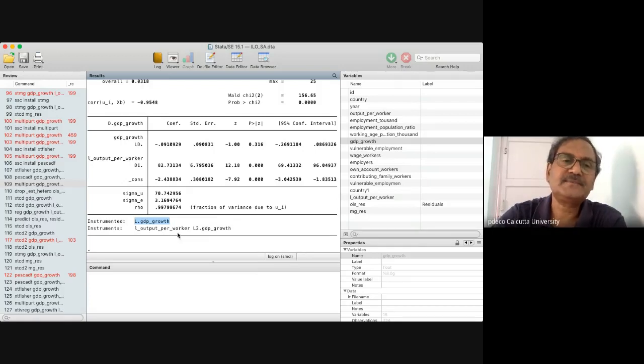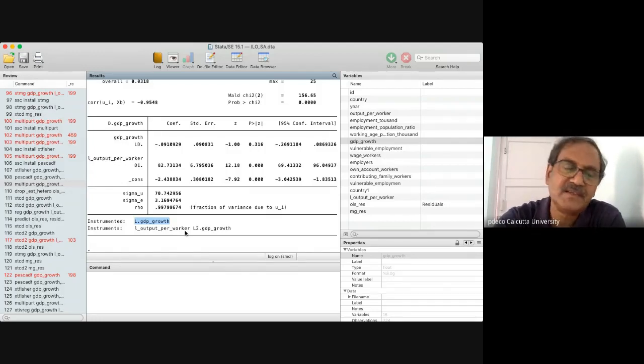What are the instruments? Instrument is L dot GDP growth along with the labor productivity per worker. So we assume here labor productivity per worker is a purely exogenous variable. If labor productivity is also treated as endogenous, you can take the past values of labor productivity as the instrument as well. So we are considering outside variable only for GDP growth.